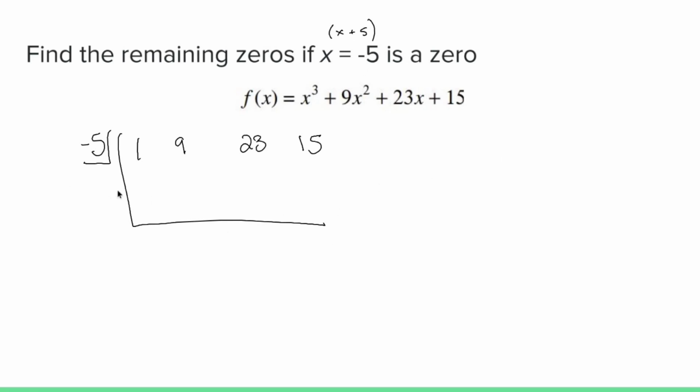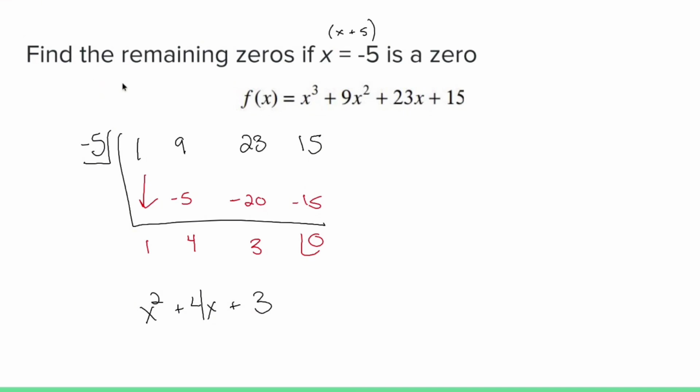So synthetic division has me drop down the first number, 1. 1 times negative 5 is negative 5. 9 minus 5 is 4. 4 times negative 5 is negative 20. 23 minus 20 is 3. 3 times negative 5 is negative 15. The remainder becomes 0 as well. It should, because if it is a factor, that should become 0. This gives me the leftover polynomial x squared plus 4x plus 3. Those are both positives, so there you go.